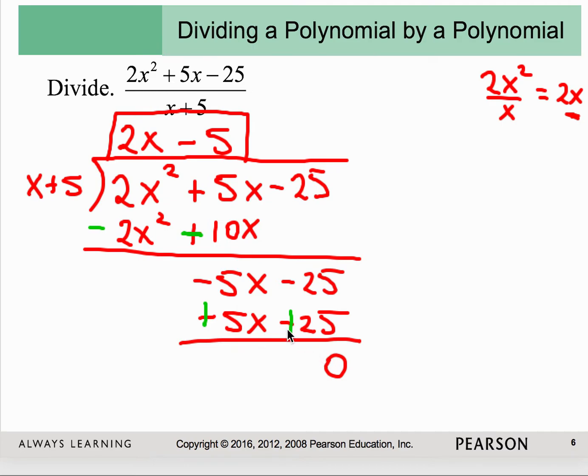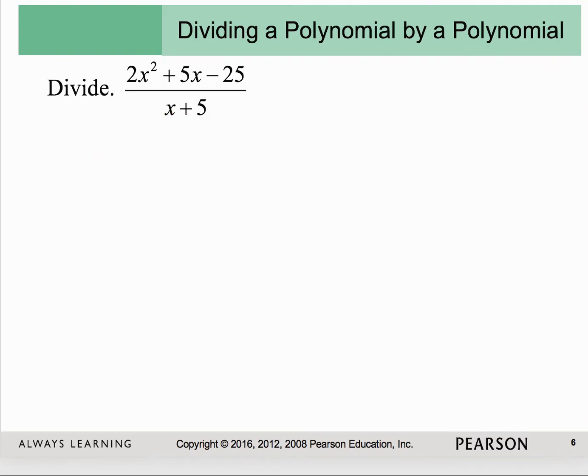Okay. Now, just like any other division, if you want to, you can check this by multiplying them back together. This times this better give you 2x squared plus 5x minus 25. All right, so let's try it again. It's the same steps over and over and over.